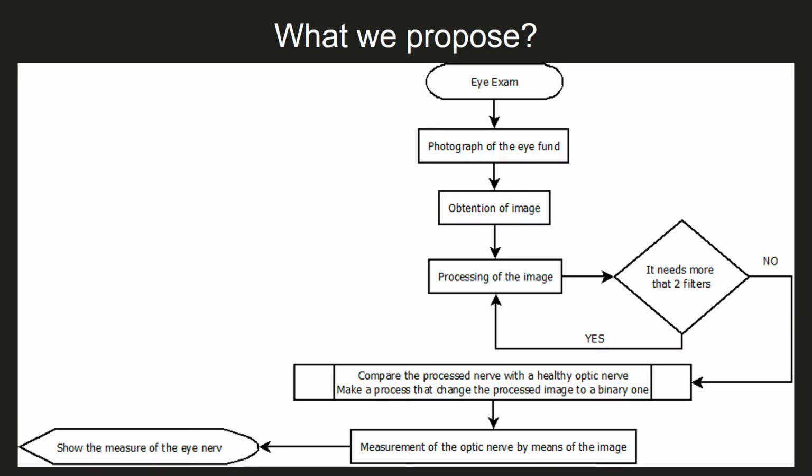What we propose, in this slide, we can observe a flowchart. First, we get an eye exam. After that eye exam, we photograph the eye fundus. We obtain an image. We process that image and we submit it to a loop. That will decide if we need more than two filters, keep processing, and if not, get out of that loop. We compare the processed nerve with a healthy optic nerve, that means with an eyeball that doesn't have glaucoma.